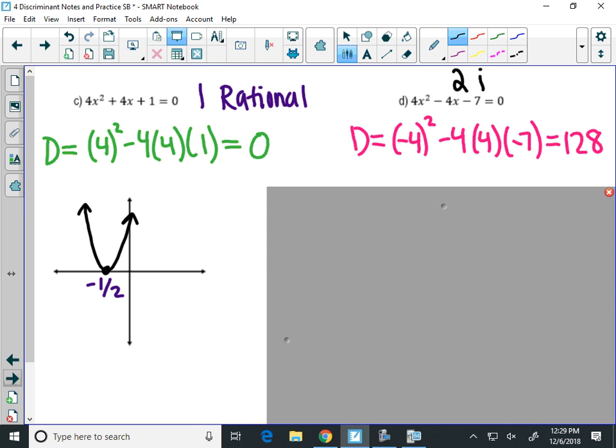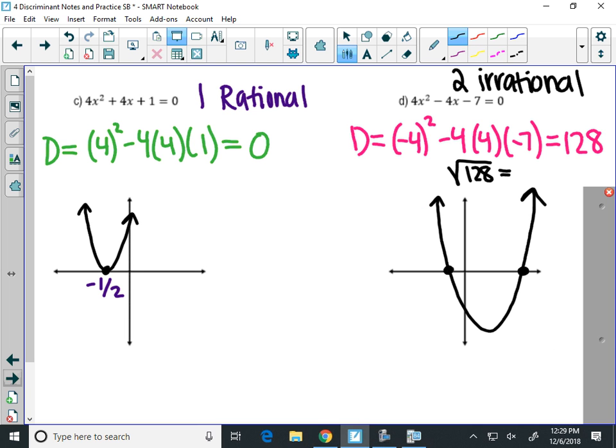2 irrational. And if you're having trouble thinking about it, remember 128 is the number that goes under the square root in the quadratic formula. So if you had radical 128, you'd have to simplify that radical, and it would still be an irrational number. The radical wouldn't go away. So here's your picture. It crosses twice. It looks very similar to the first graph in terms of it crosses the x-axis twice.